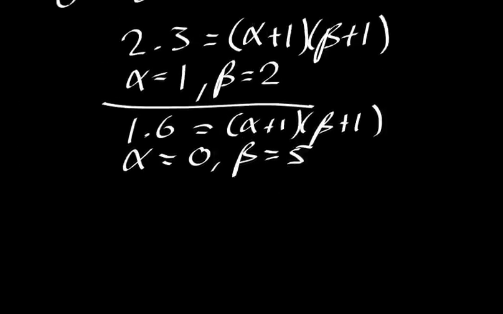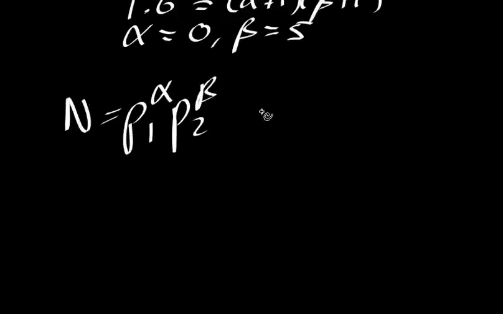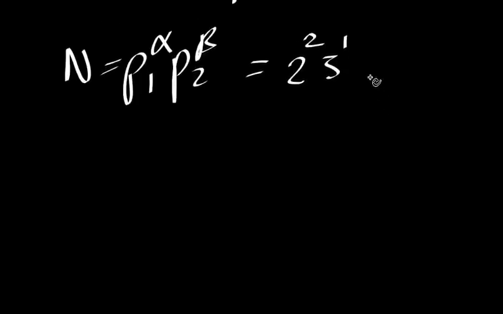So let's do it for the 2 times 3 case. Our number n is p1 to the alpha times p2 to the beta. And because we want the minimum number, we're going to stick the maximum of alpha and beta onto the smallest prime. So 2 to the power of 2 times 3 to the power of 1. We're just saying that our beta goes on 2 and our alpha goes on 3. Hopefully you can do that in your head. It comes out as 12.